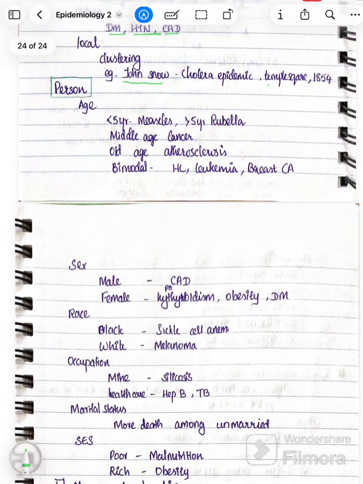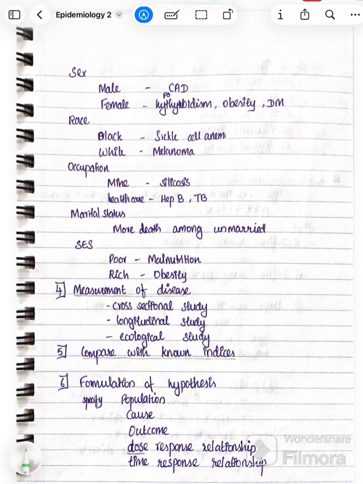And now person distribution. Age. Some diseases are very common in young age: under 5 years, measles; more than 5 years, rubella. In middle age, cancer is common; in old age, atherosclerosis is common. Some diseases have a bimodal distribution, like leukemia, Hodgkin lymphoma and breast cancers. There will be two peaks, one in middle age and one in old age. And sex. Hypertension is more common in males. Heart problems are also more common in males. In females, hypothyroidism is common, and obesity and diabetes are common.